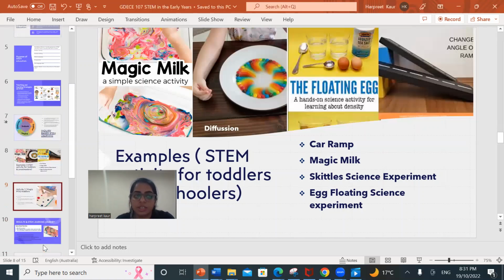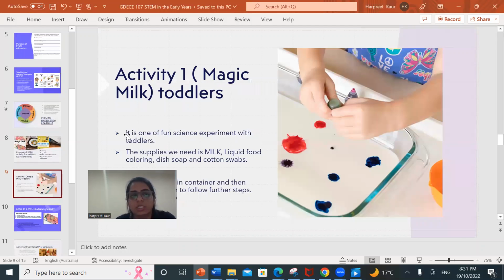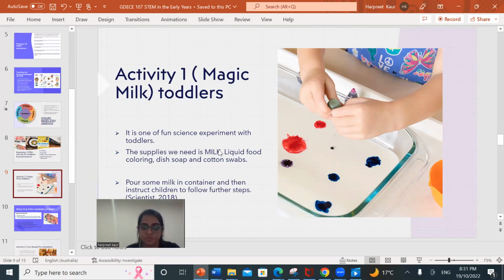And then for the further explanation, the first activity is the magic milk, which can be set up for toddlers. It will be a really fun science experiment. We basically just need one open container with some milk, liquid food coloring, dish soap, and a cotton swab.